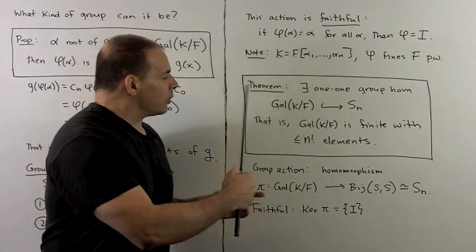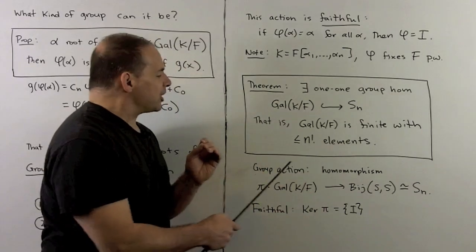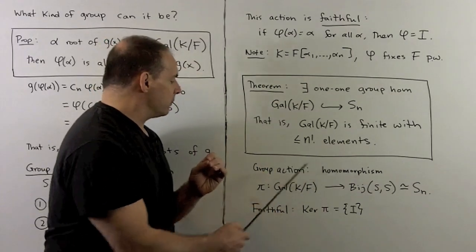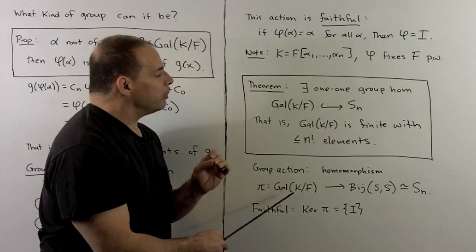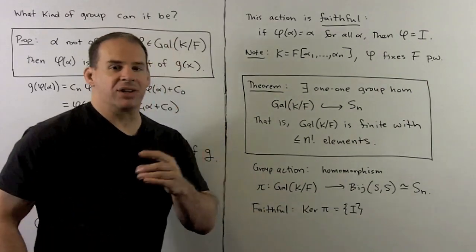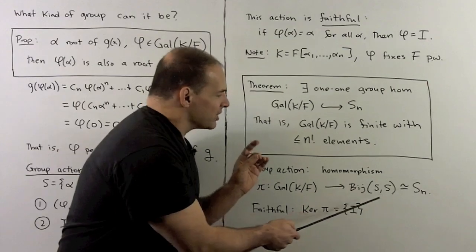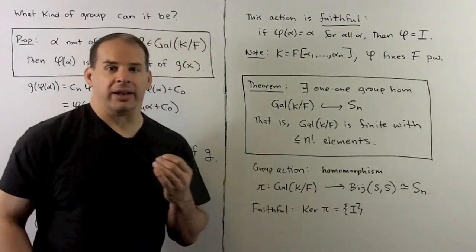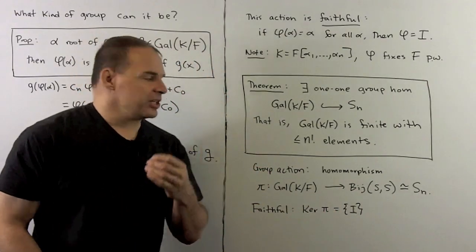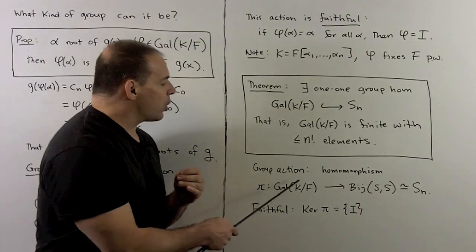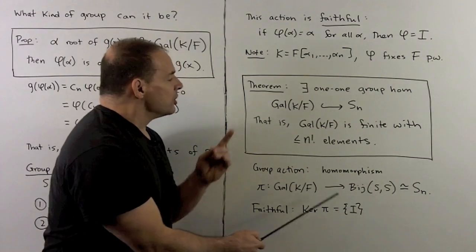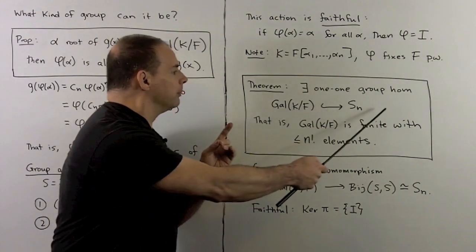Now, here what's happening, the group action just says we have a homomorphism called pi from the Galois group to the group of bijections from S to itself. Now, this group is isomorphic to Sn, the symmetric group on n letters. Because the action is faithful, the kernel of this homomorphism is the identity. So this map is going to be one-to-one.